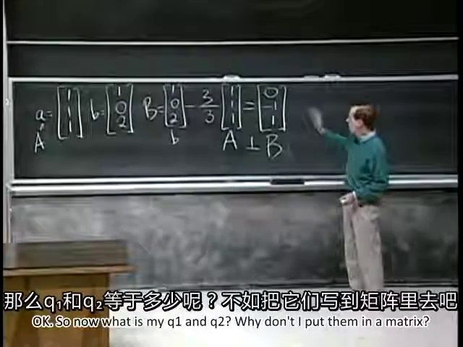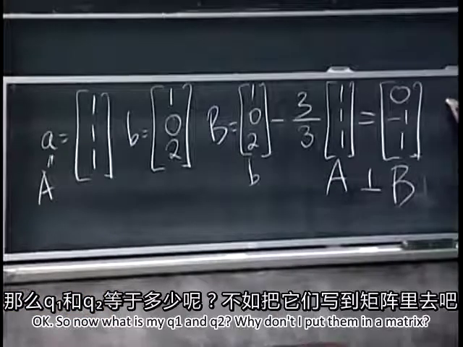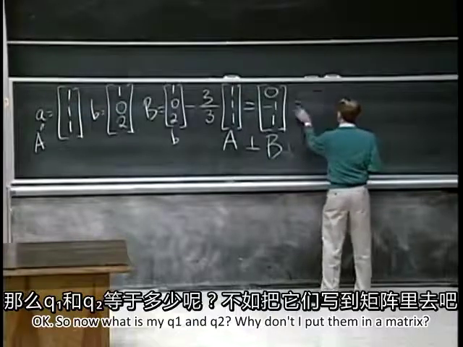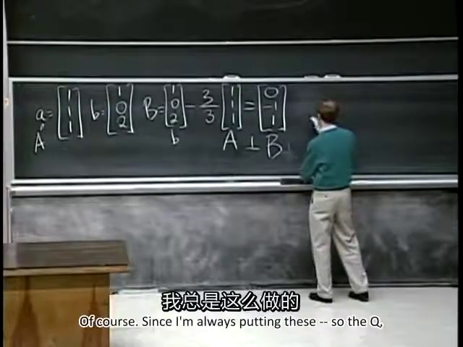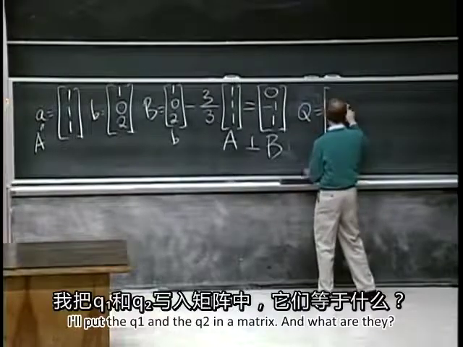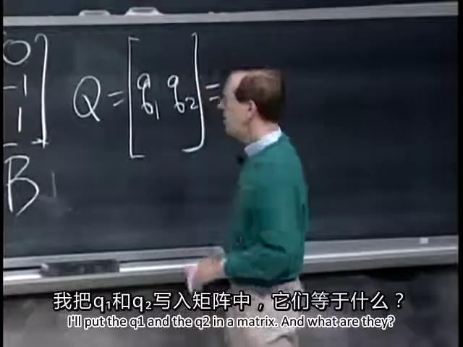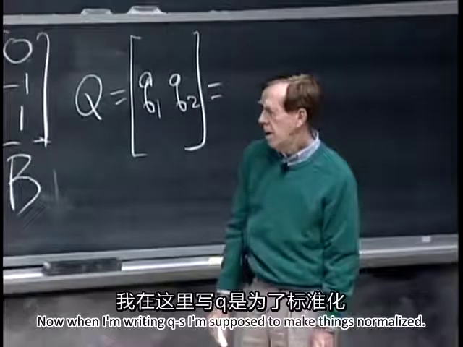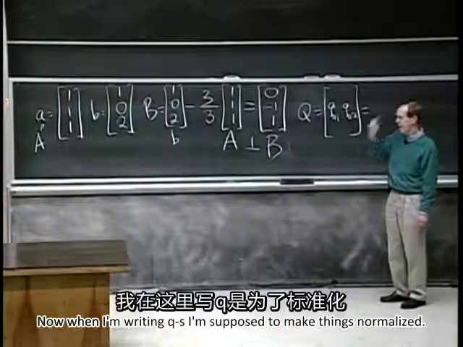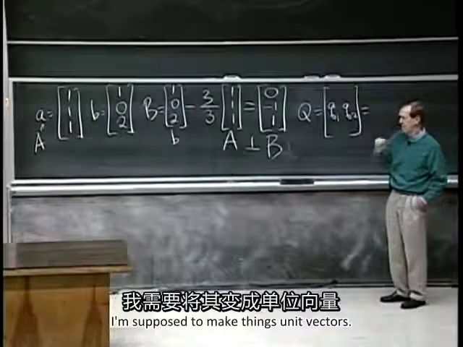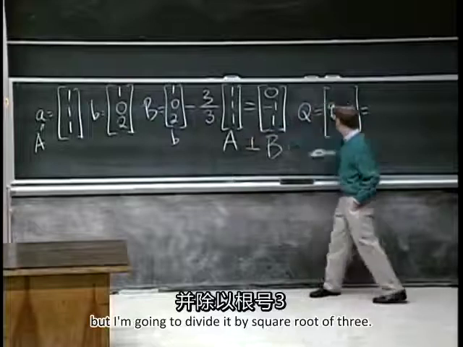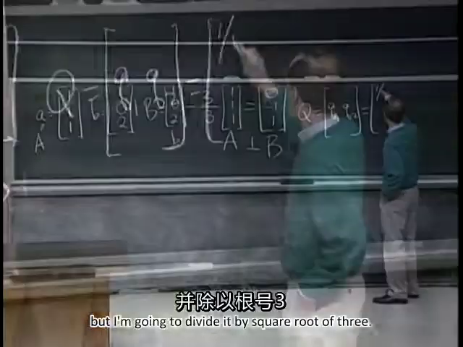Okay. So now what is my Q1 and Q2? Why don't I put them in a matrix? Of course, since I'm always putting these. So I'll put the Q1 and the Q2 in a matrix. And what are they? Now, when I'm writing Q's, I'm supposed to make things normalized. I'm supposed to make things unit vectors. So I'm going to take that A, but I'm going to divide it by square root of 3.